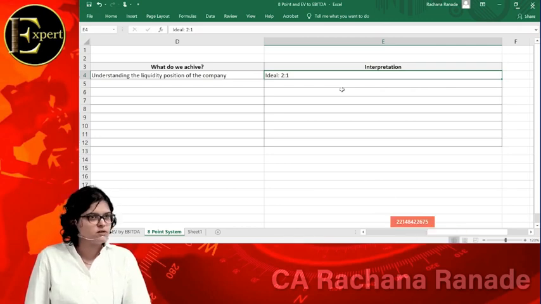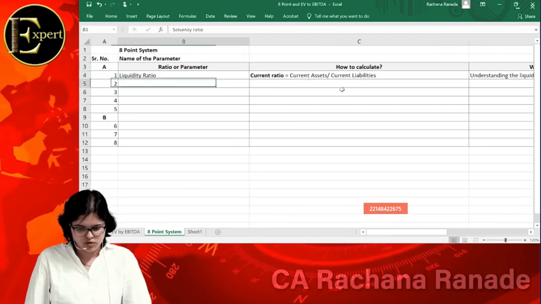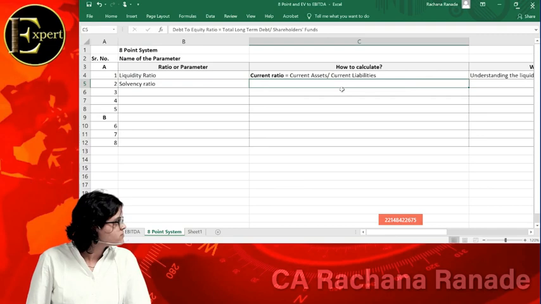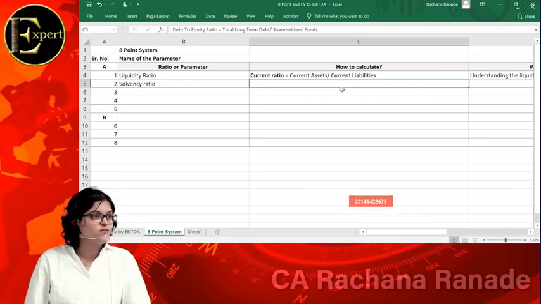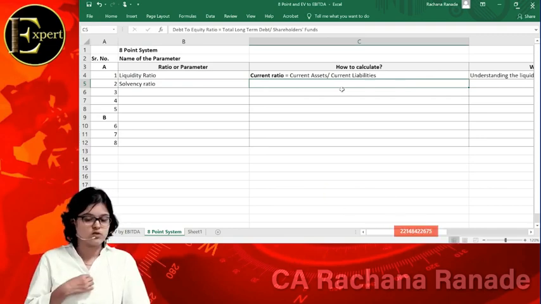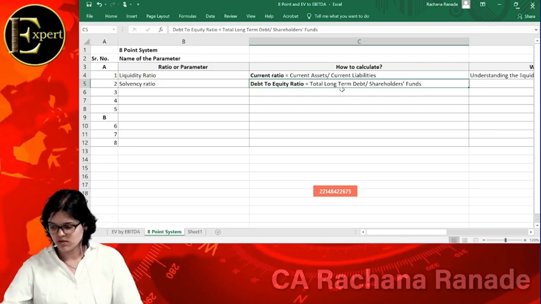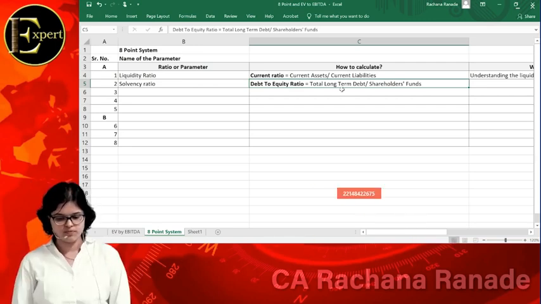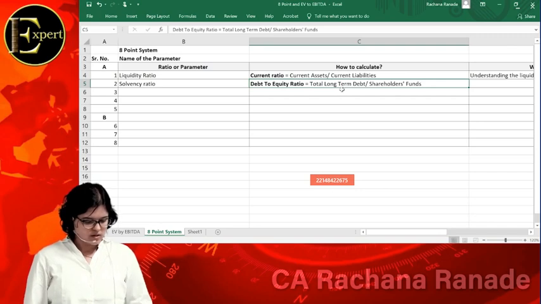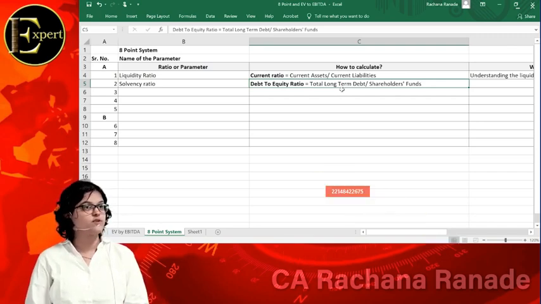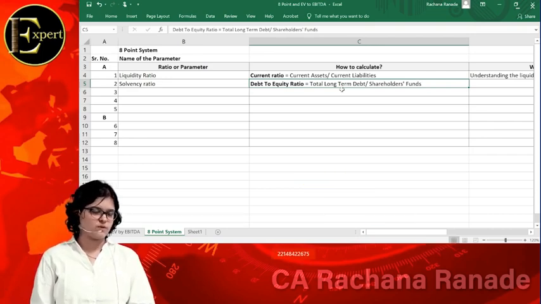Can we go on to the next one? Yes. So the second one is solvency ratio. We have not given them names as such. Solvency ratio talks about the solvency position. And the important ratio that we discussed here was debt to equity ratio. Now everyone understands debt to equity. Equity is nothing but shareholders' funds. And how do we calculate shareholders' funds? Share capital plus reserves and surplus.